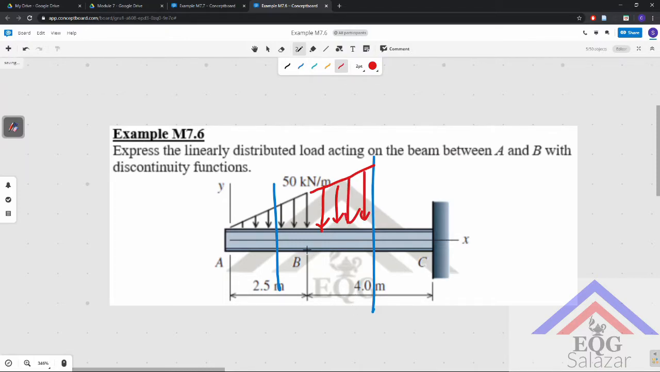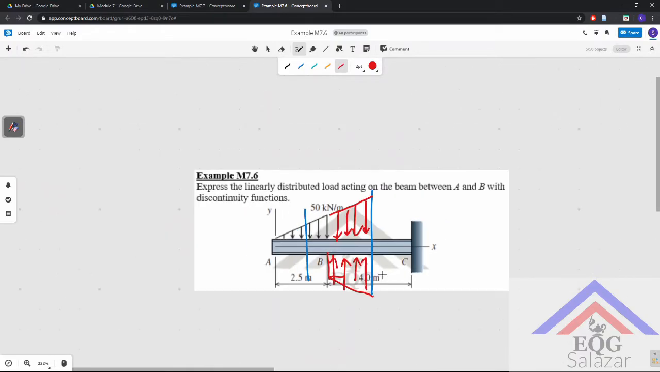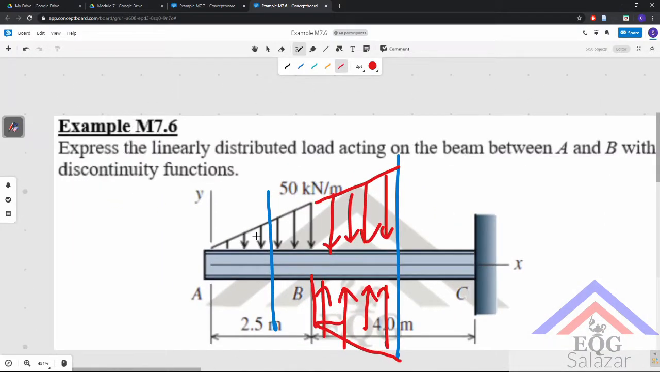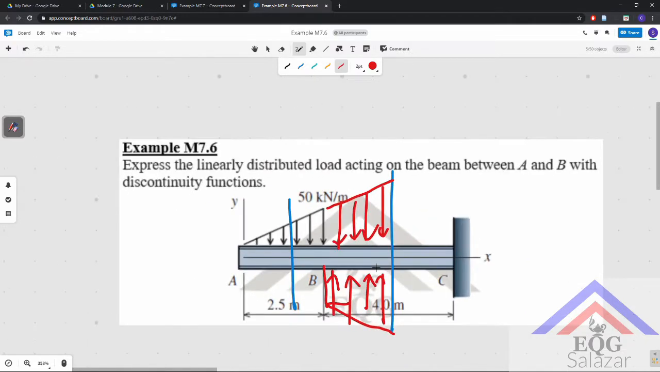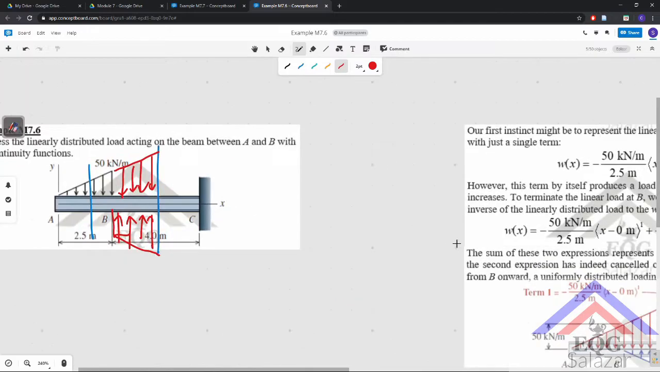but then we have to match it with a load going up here. Not as easy as it sounds, right? Okay, so what we're going to do here is find out how we can go ahead and do this and express this in terms of discontinuity functions.